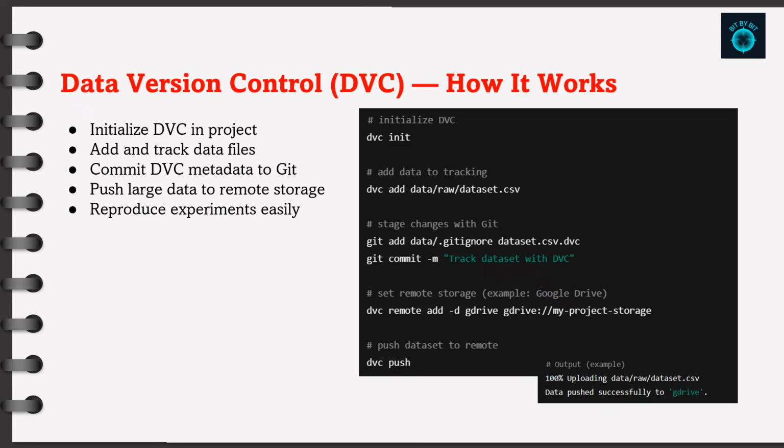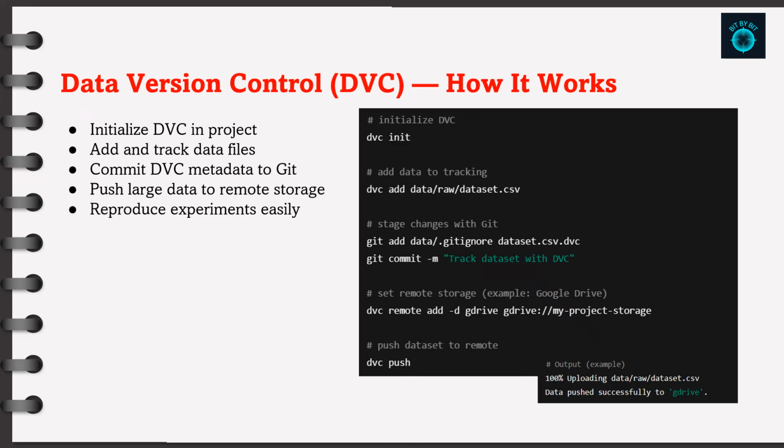Next, we connect DVC to remote storage, for example, Google Drive, an S3 bucket, or any other supported cloud. In this example, we use the command dvc remote add -d gdrive gdrive://my-project-storage. The -d flag means set this as the default remote. Finally, we run dvc push to upload the actual dataset to the remote storage. The output confirms the upload by saying, data pushed successfully to G drive.